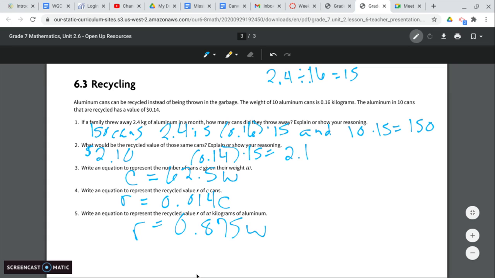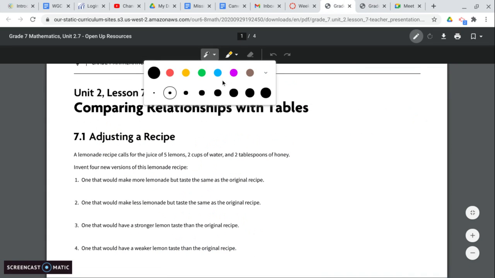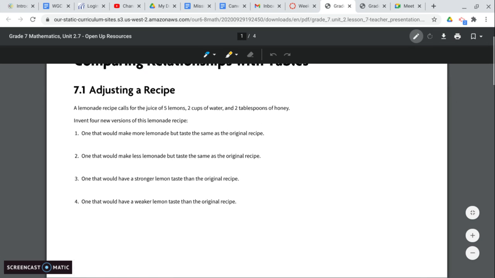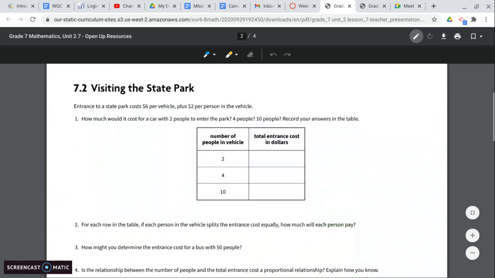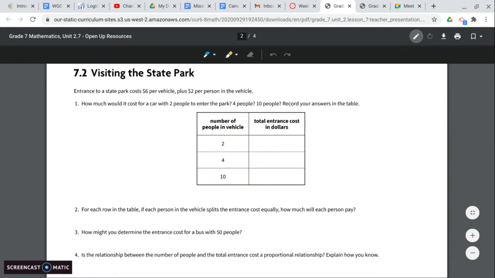All right, so now we're going to jump into lesson 7. Lesson 7 here, comparing relationships with tables. So more with relationships. So visiting the state park. Entrance to a state park costs $6 per vehicle, plus $2 per person in the vehicle. How much would it cost for a car with 2 people to enter the park?